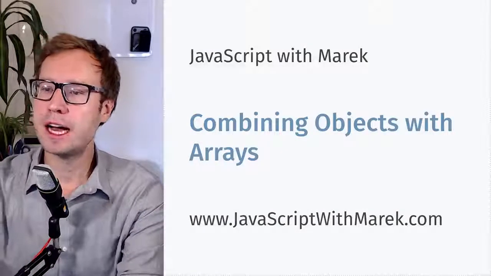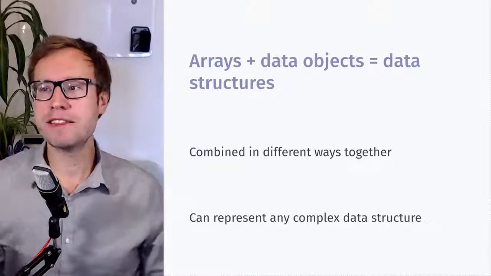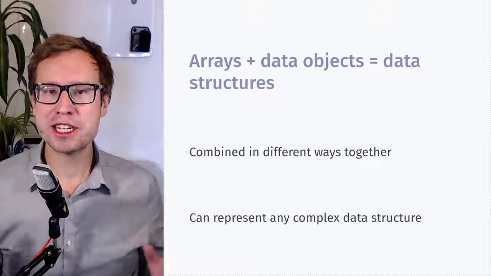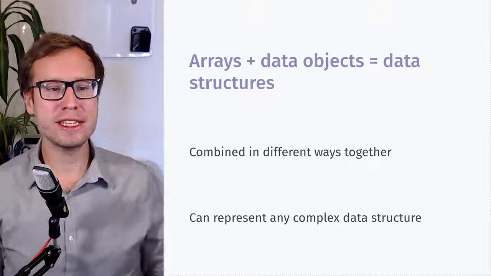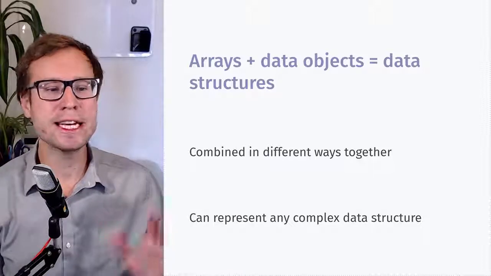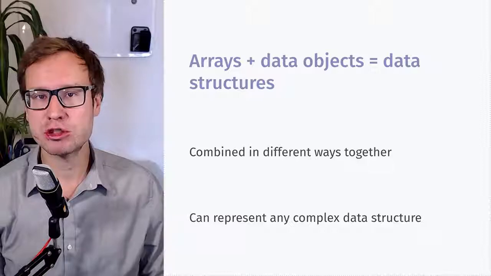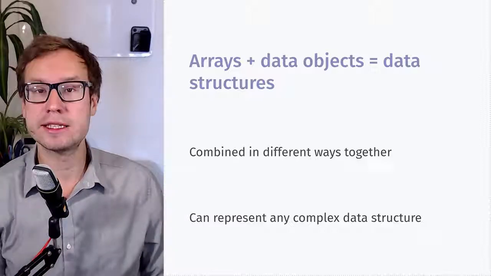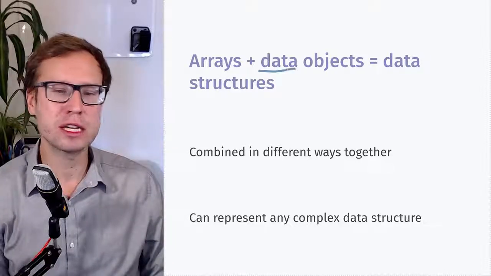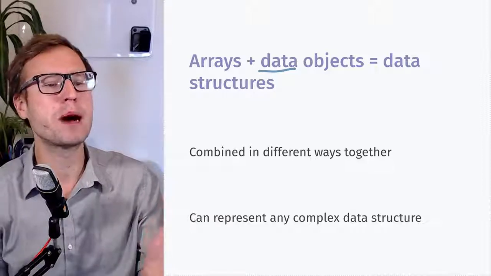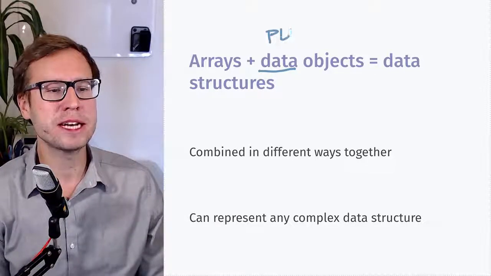And really, I want to highlight the fact that arrays plus data objects really equals data structures. Any kind of data structure, you can represent it in JavaScript with arrays and data objects. And I just want to clarify here, what do I mean by data objects? I just mean plain objects.